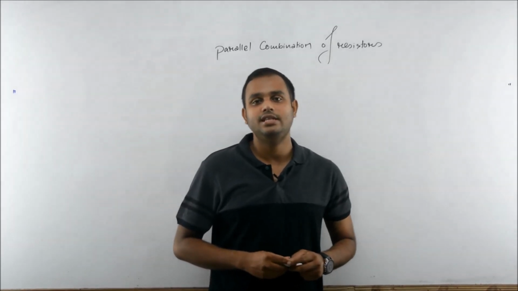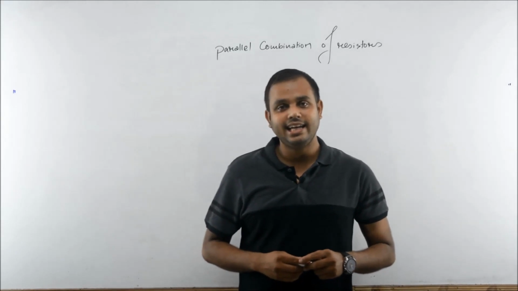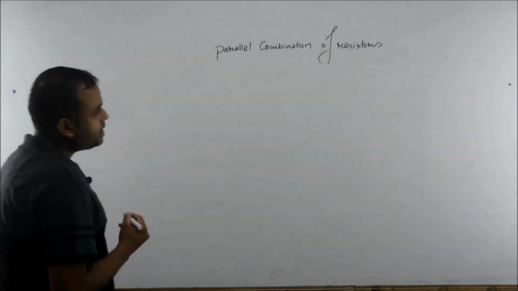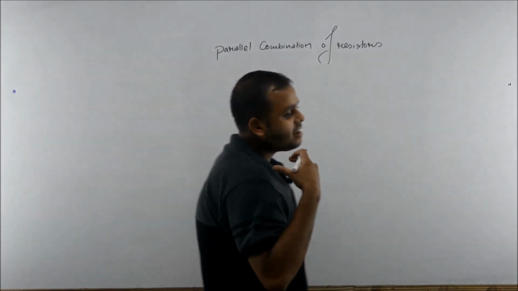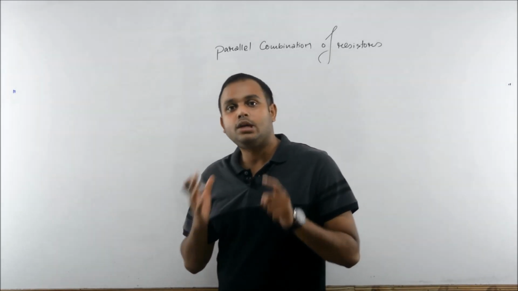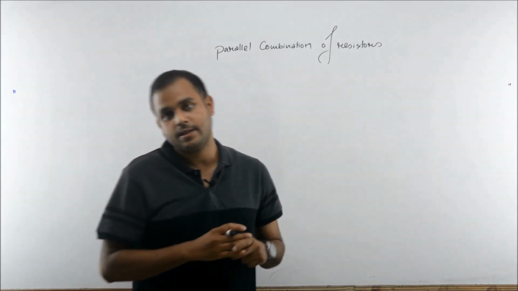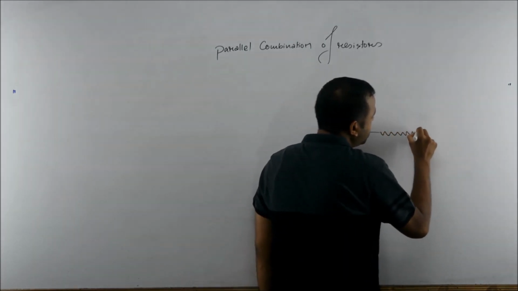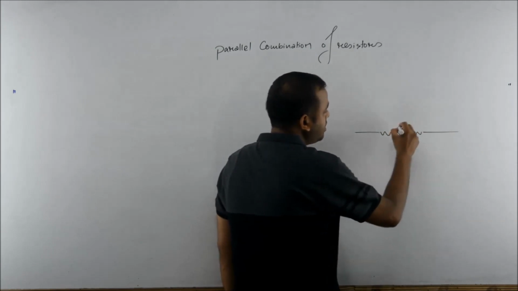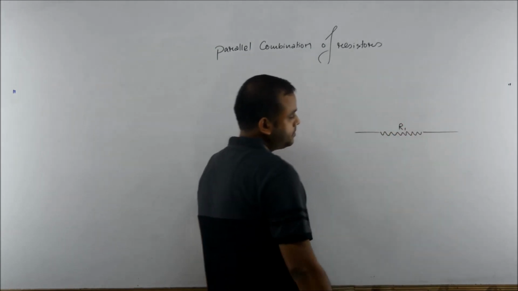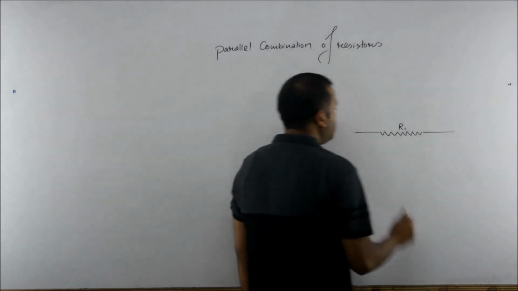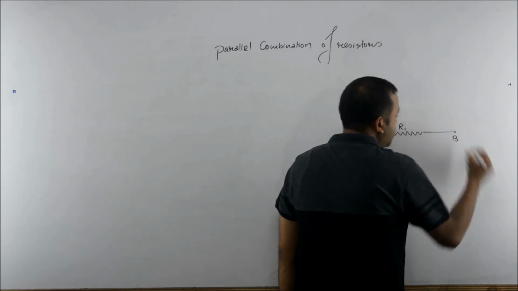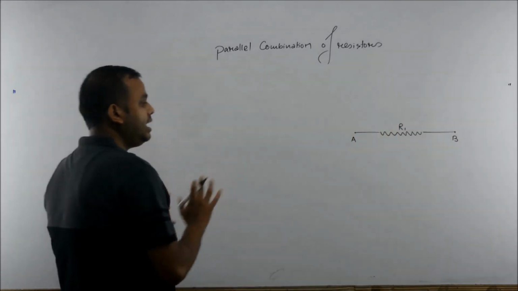Students, now we shall see how resistors are connected in parallel. In a parallel combination, resistances are connected repeatedly between two common points. Everything will be clear, nothing to worry about. So this is a resistor of resistance R1, and it is connected between, say, A and B. What are the endpoints of this resistor? It is A and B.